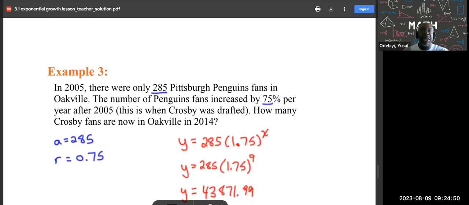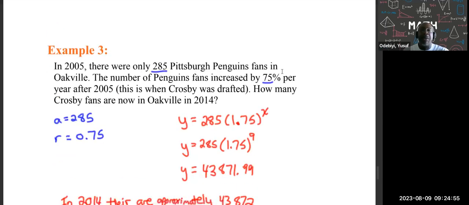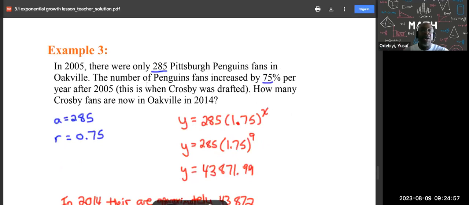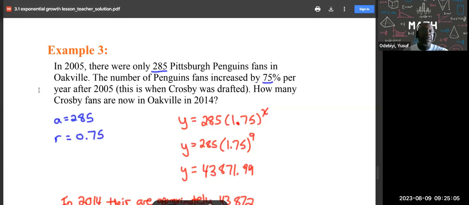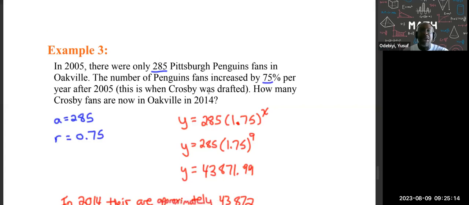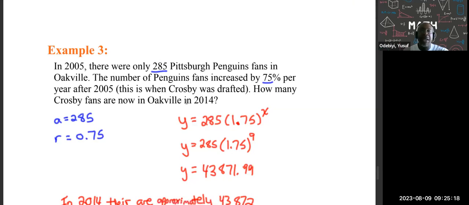So here, let's look at this example. In 2005, there were 285 Pittsburgh Penguin fans in Oakville. The number of fans increased by 75%. So the rate is 75% per year after 2005. This is when Sidney Crosby was drafted. How many Crosby fans are now in Oakville in 2014?